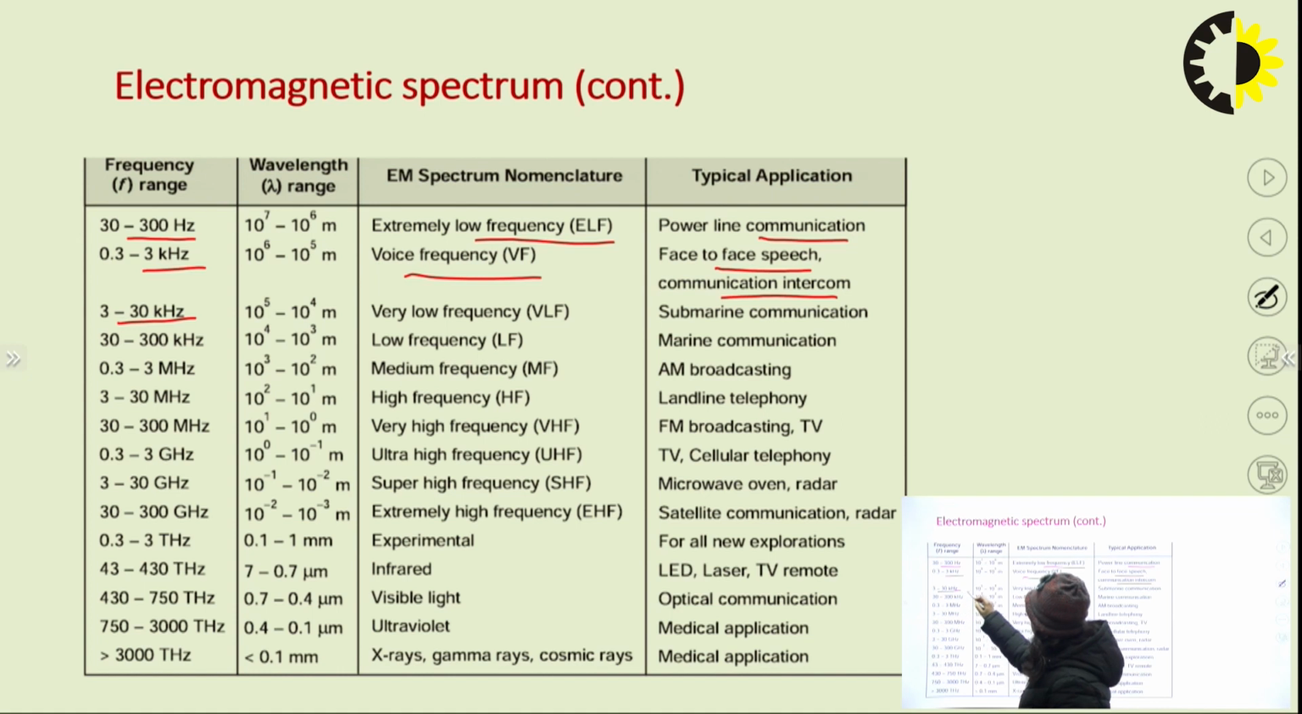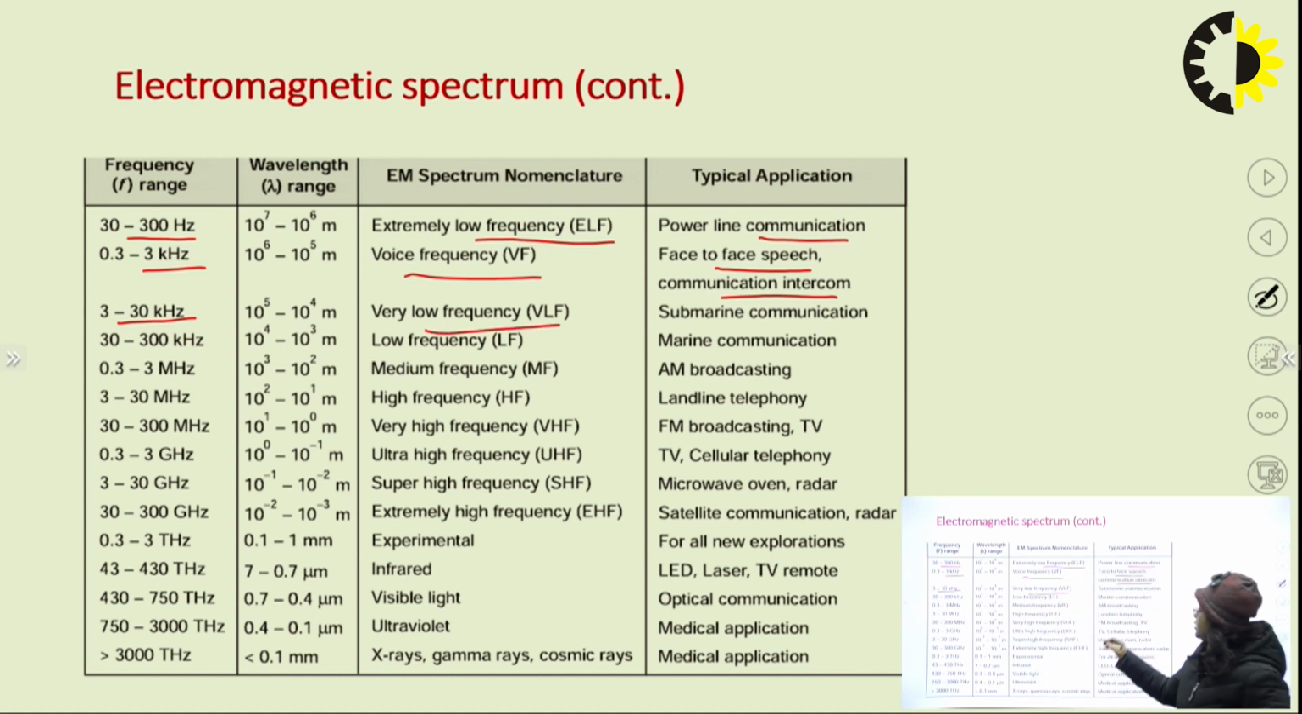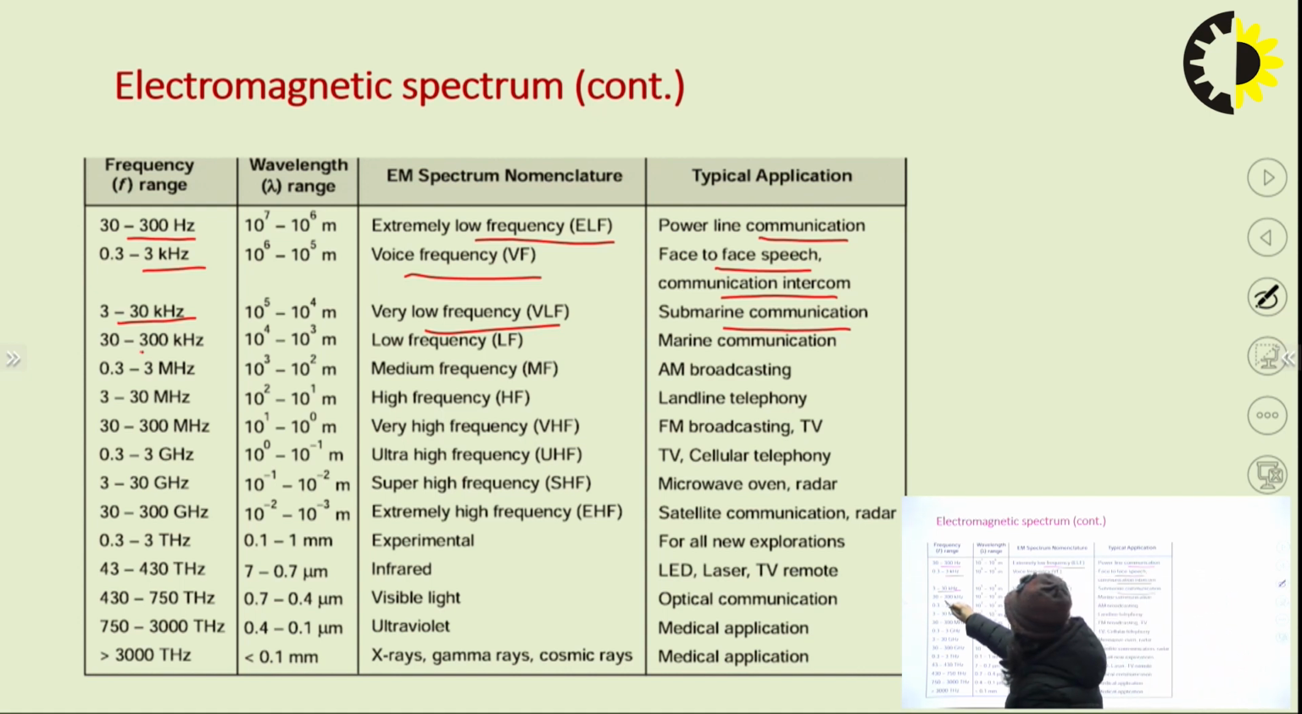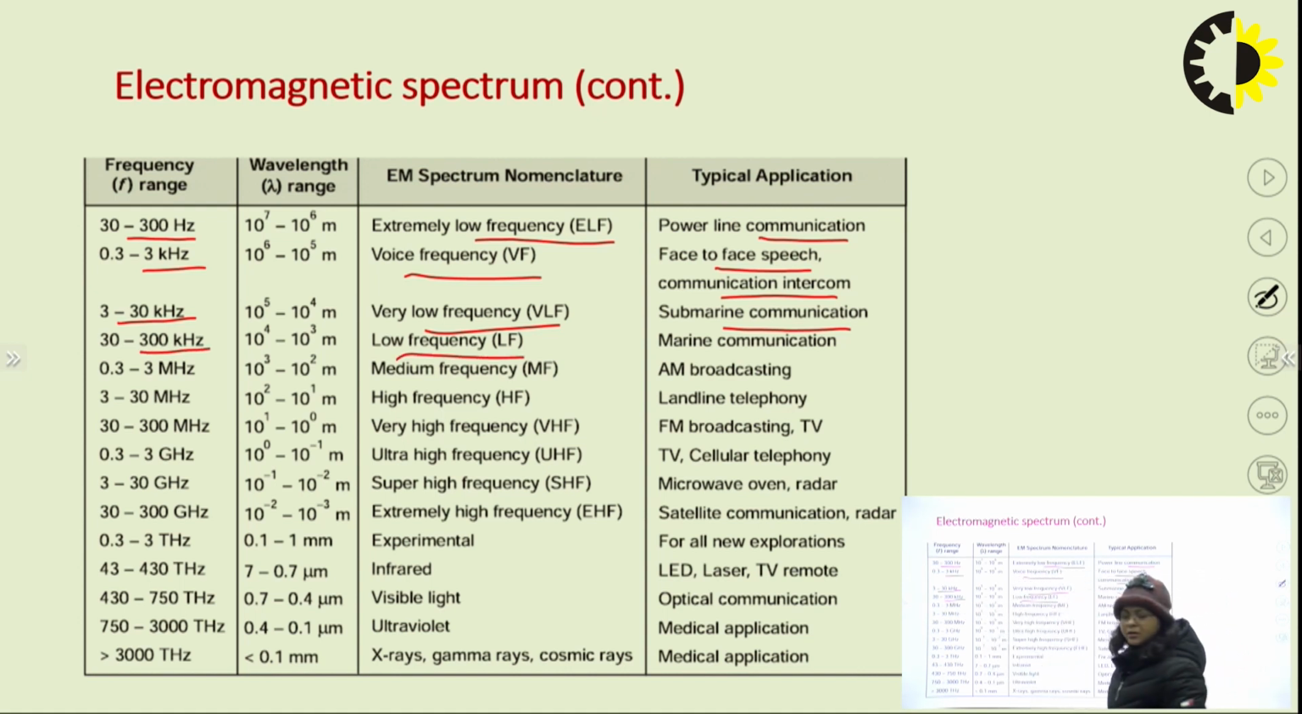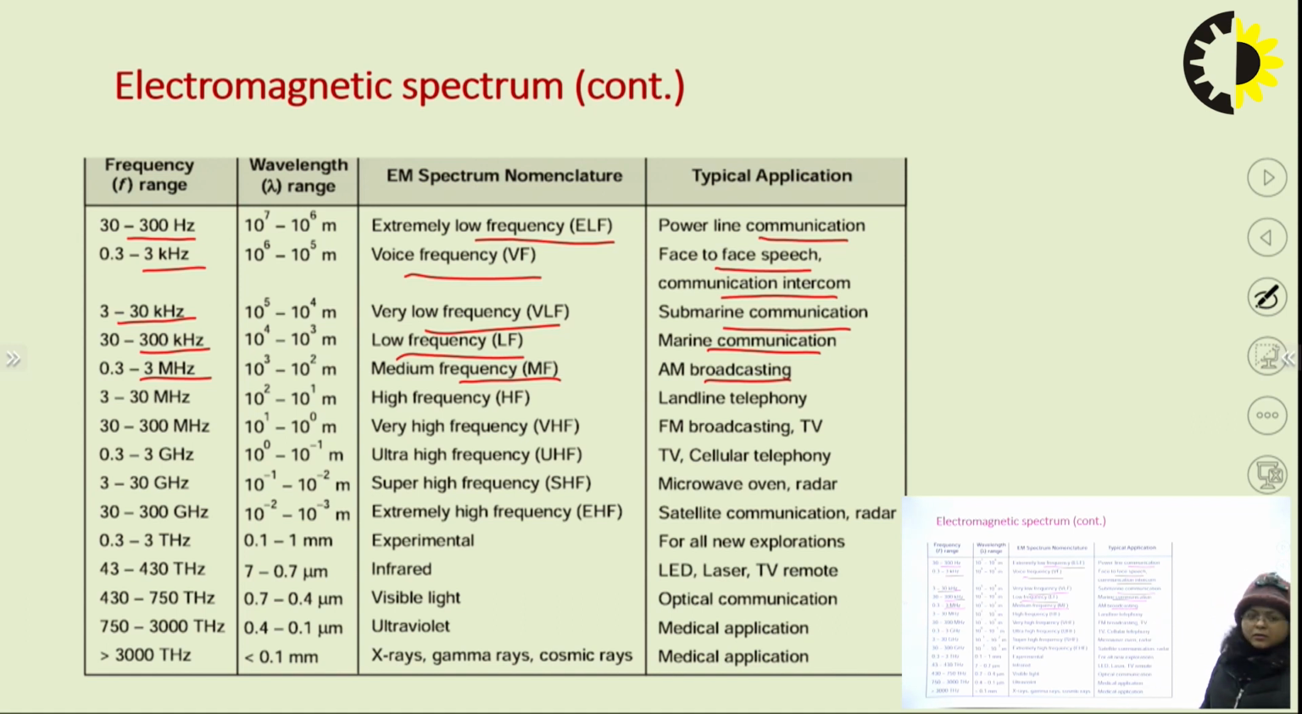3 to 30 kilohertz is called very low frequency and is used for submarine communication. 30 to 300 kilohertz is called low frequency and is used for marine communication. 0.3 to 3 megahertz is called medium frequency and is used for AM broadcasting.